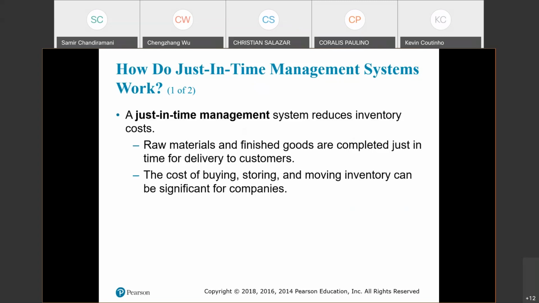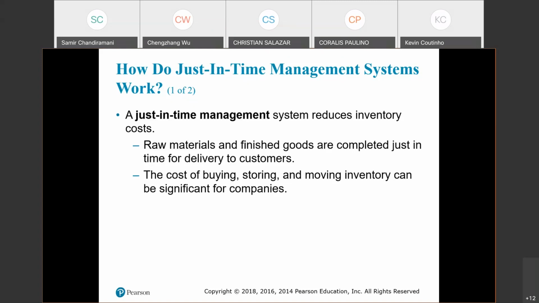For JIT management to work, relationships with suppliers of raw material must be very reliable to ensure that the company has raw materials just when they are needed to manufacture products. Because products are made as ordered, finished goods inventory is kept to a minimal amount.